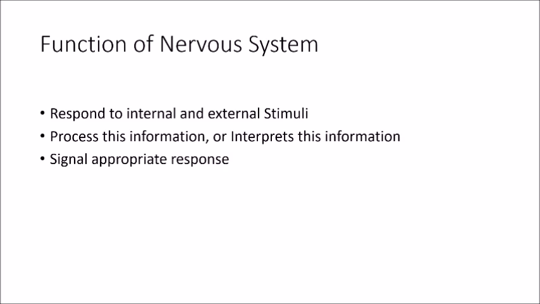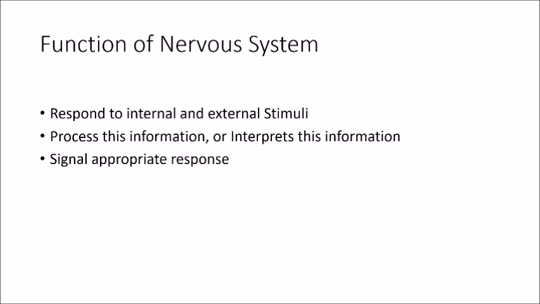The nervous system also is responsible for processing information. When I say process information, that basically means that it's going to try to interpret information. It's going to try to figure out what these different nerve impulses coming from different parts of the body are trying to tell the brain.